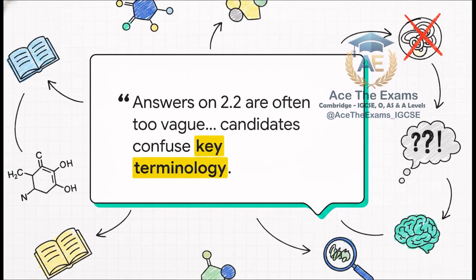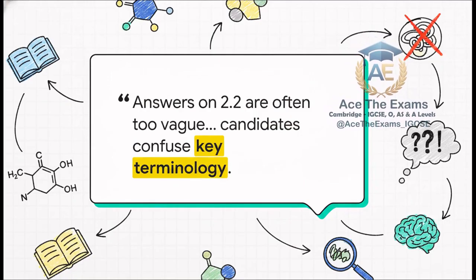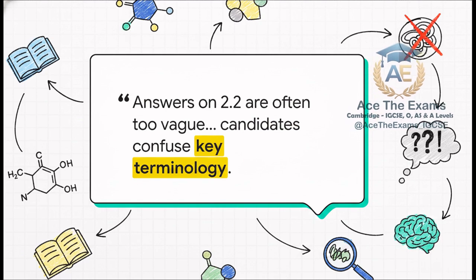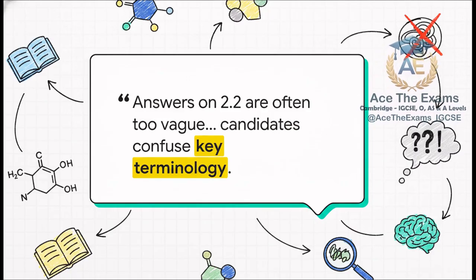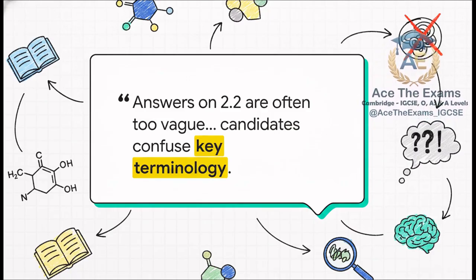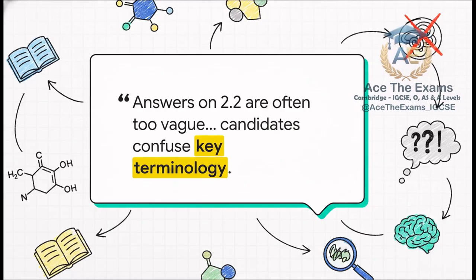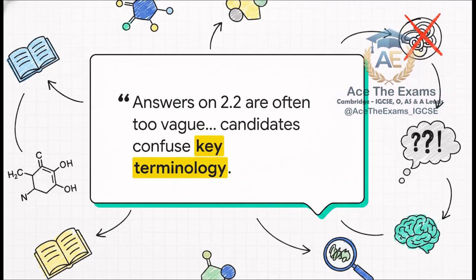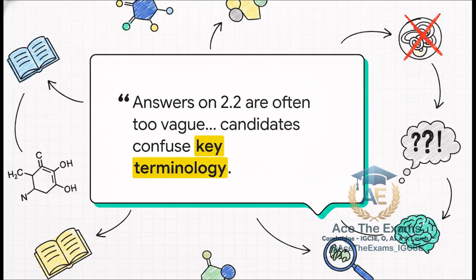Just listen to this direct quote pulled straight from the principal examiner reports. "Answers on 2.2 are often too vague. Candidates consistently confuse key terminology." Boom, that establishes our high stakes right out of the gate. Terminology confusion is the absolute fastest way to bleed easy marks. The Cambridge assessment framework prioritizes analytical depth over superficial breadth, meaning if your terms are even a little bit vague, your entire explanation completely falls apart in the eyes of the examiner.